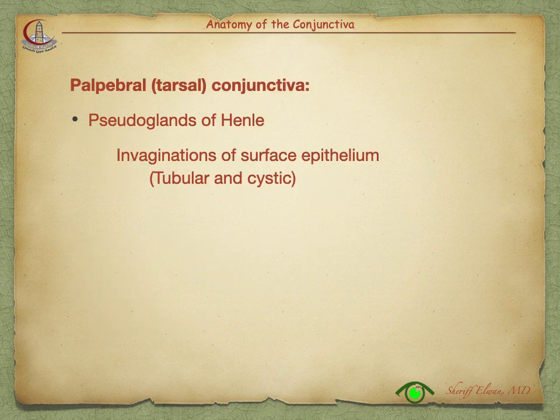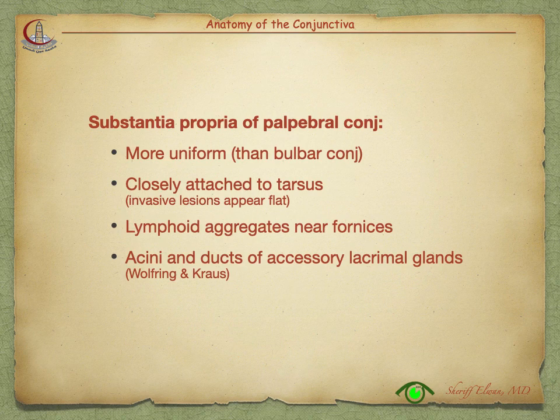The palpebral or tarsal conjunctiva has pseudoglands of Henle, the crypts of Henle, just folds in the epithelium, not actual glands, invaginations, otherwise described as tubular and cystic. The substantia propria of the palpebral conjunctiva is more uniform than the bulbar conjunctiva. This is because it is closely attached to the tarsus, impossible to separate, and invasive lesions here appear flat.